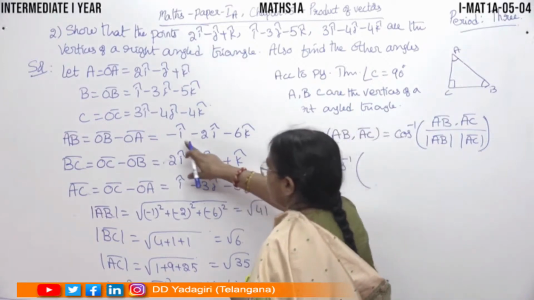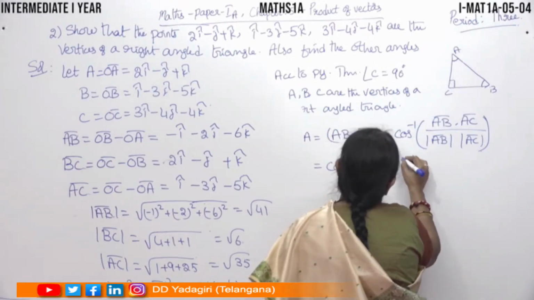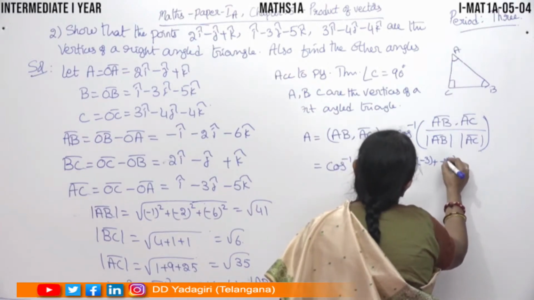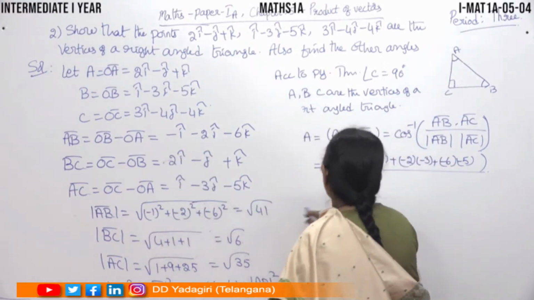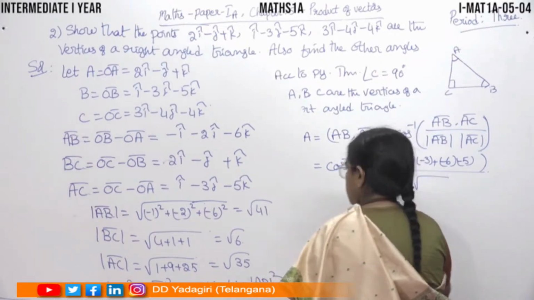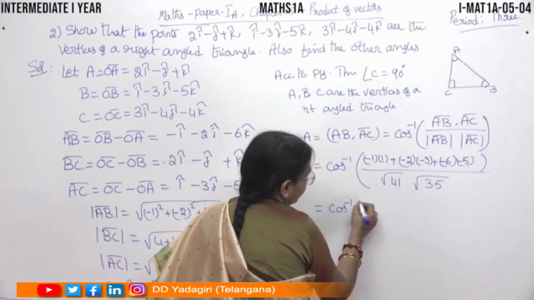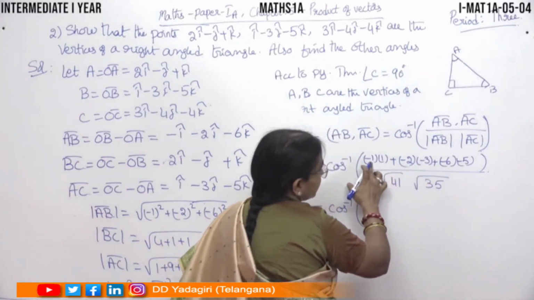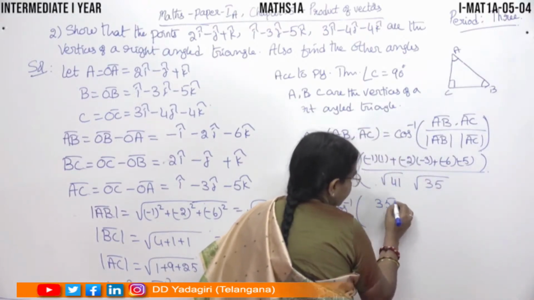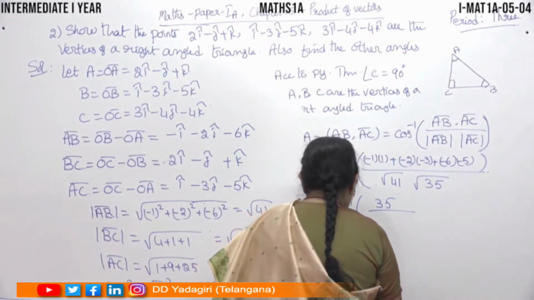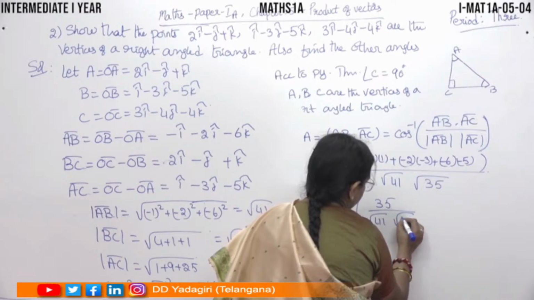So otherwise you write like this. AB dot AC means minus 1 into 1 plus minus 2 into minus 3 plus minus 6 into minus 5, by what is the modulus of AB? Mod AB we already found. So that is root 41, and mod AC is root 35. So it is equal to cos inverse of, this is 30 plus 6 minus 1, that is 35. So it is 35 by root 41 into root 35.